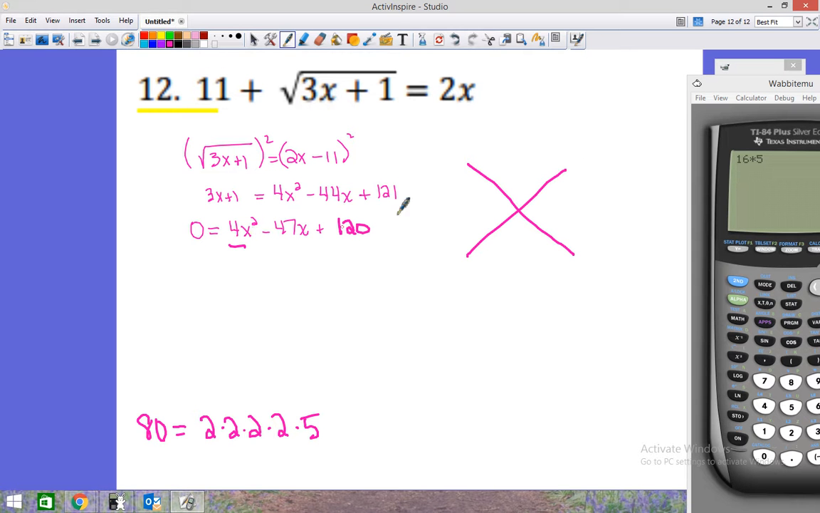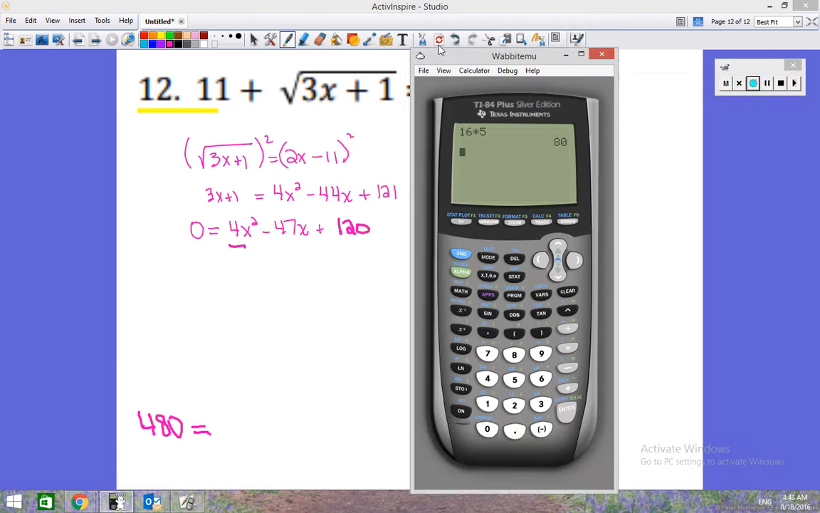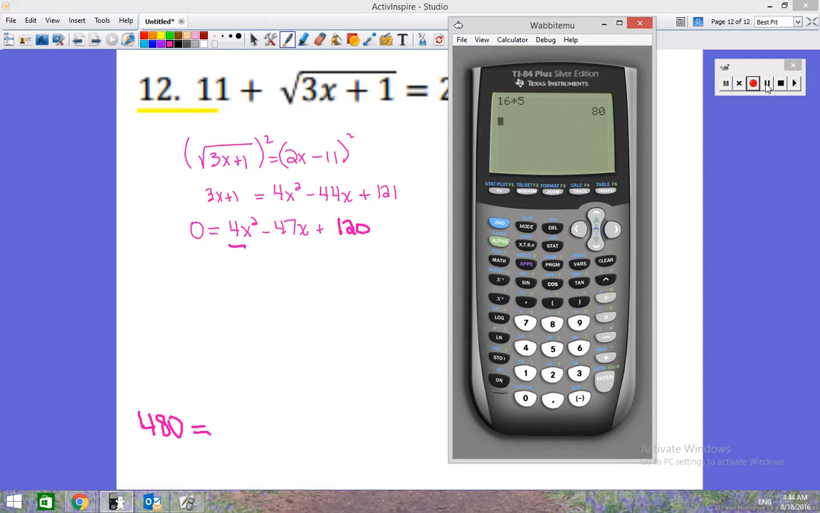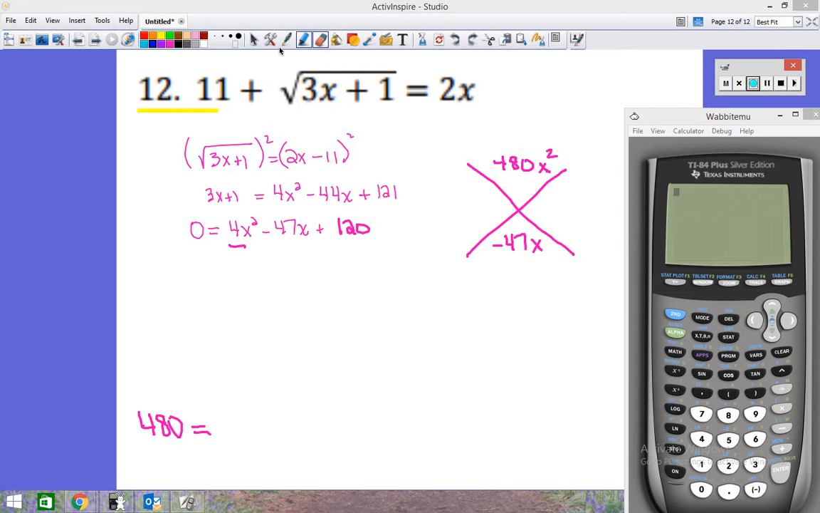So if I multiply these guys together, I've got 480, and down here negative 47. So this guy is not of any help. So if I look at the prime factorization of 480, that'll help me a little bit. So let's do that. All right. I have 5 factors of 2.